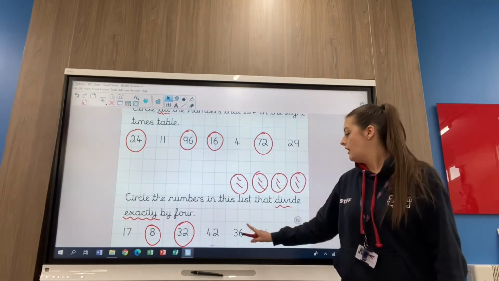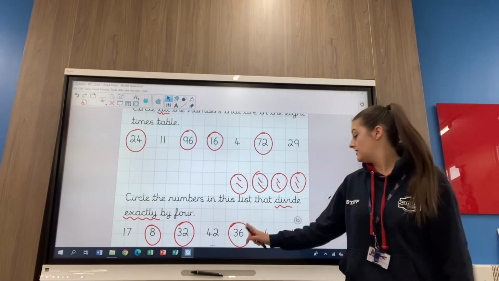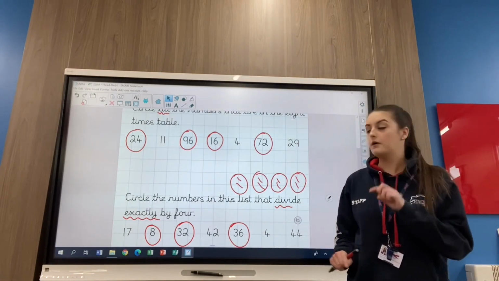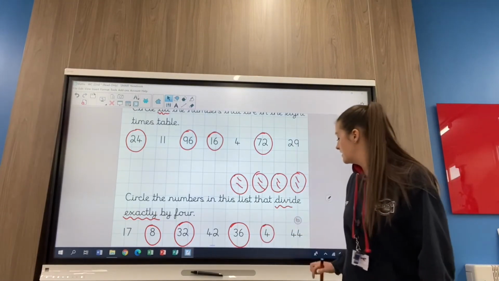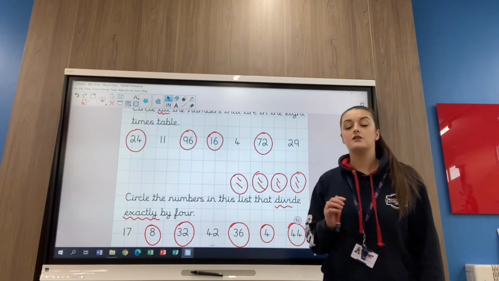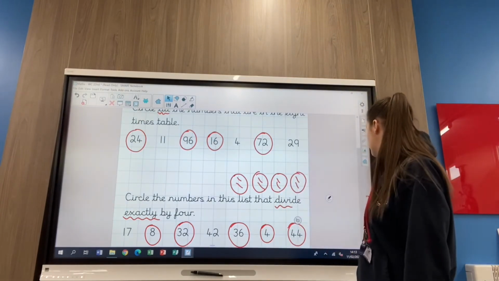And 36 is also a multiple of 4, because 9 times 4 is 36. 4 definitely is, because I could share 4 equally into 4 groups. And we know 11 times 4 is 44, okay? So use your knowledge of your times tables to help you with these questions.